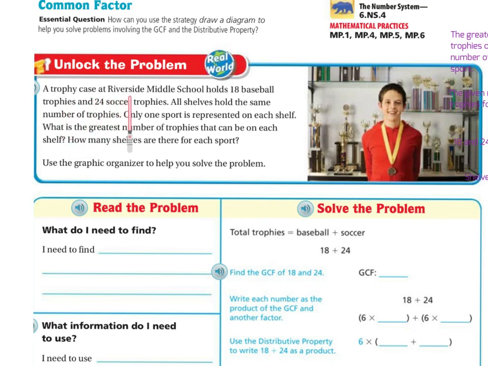A trophy case at Riverside Middle School holds 18 baseball trophies and 24 soccer trophies. All shelves hold the same number of trophies. Only one sport is represented on each shelf. What is the greatest number of trophies that can be on each shelf? How many shelves are there for each sport? Use the graphic organizer to help solve the problem.